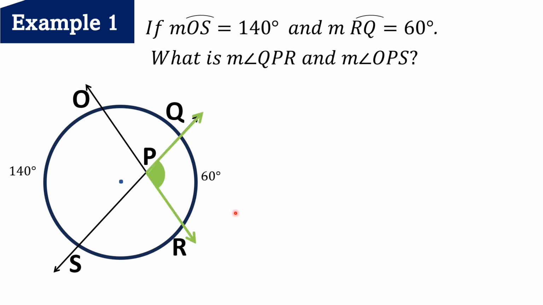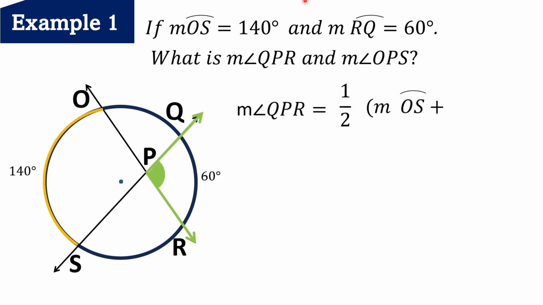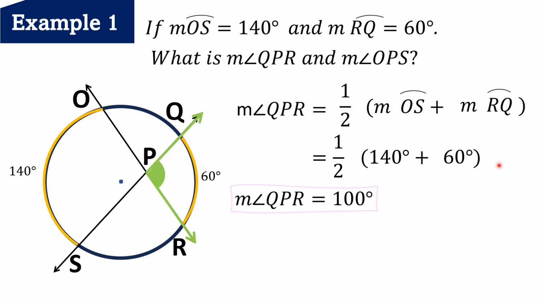What is the measure of angle QPR? Based on the theorem, the measure of angle QPR is equal to 1/2 times the measure of the big arc OS plus the measure of the small arc RQ. Substituting the given, that is equal to 1/2 times 140 degrees plus 60 degrees, which is equal to the measure of angle QPR is 100 degrees.